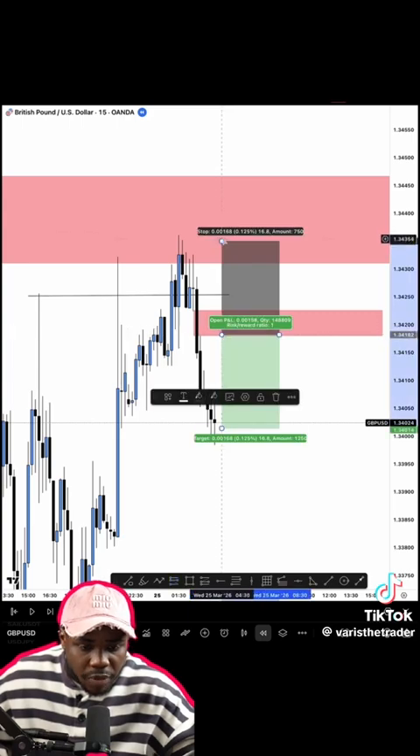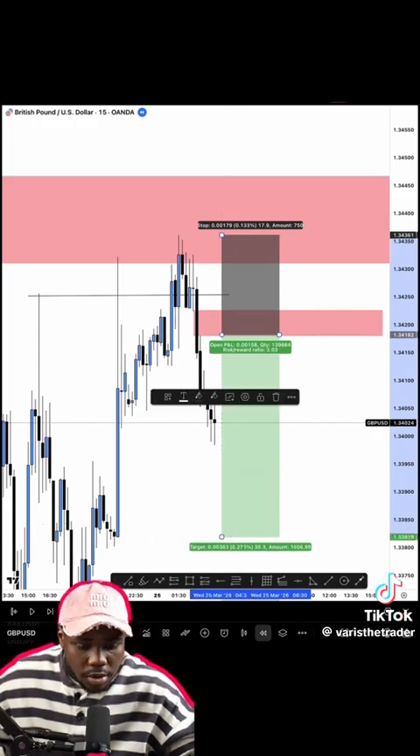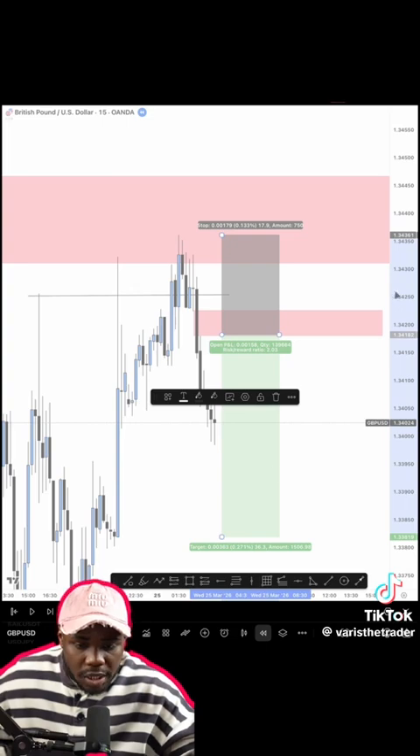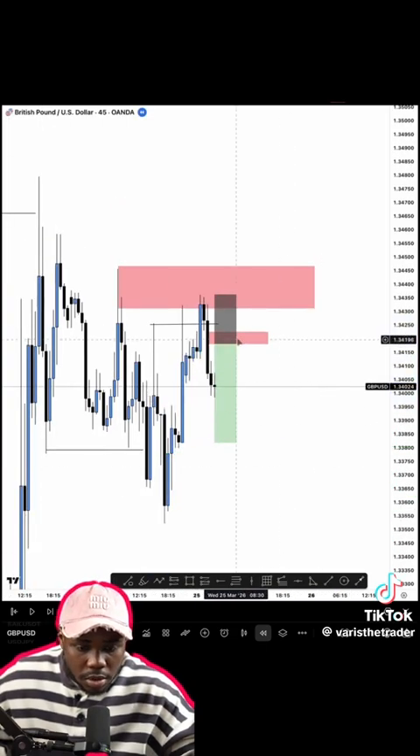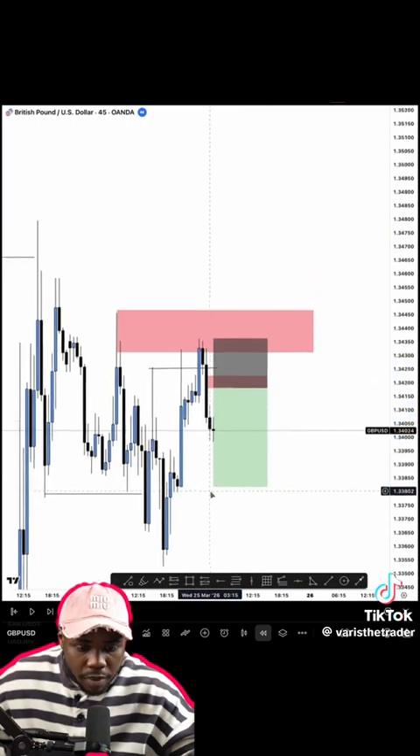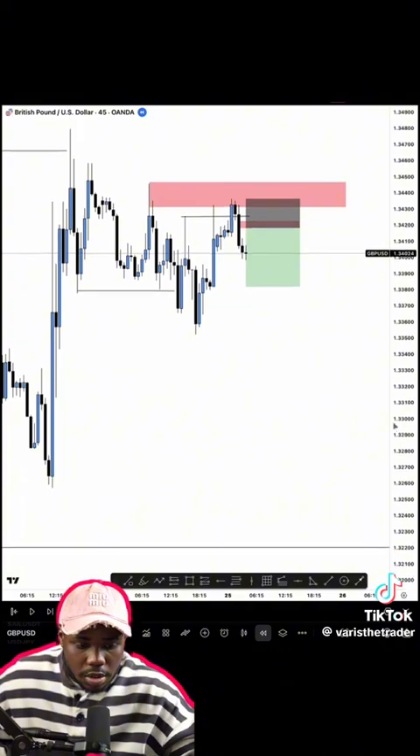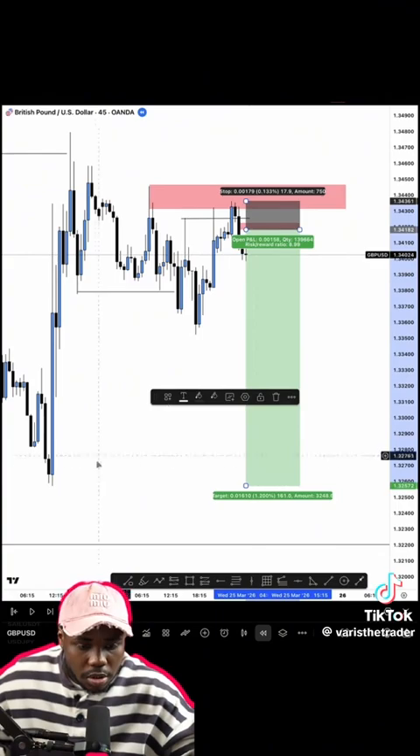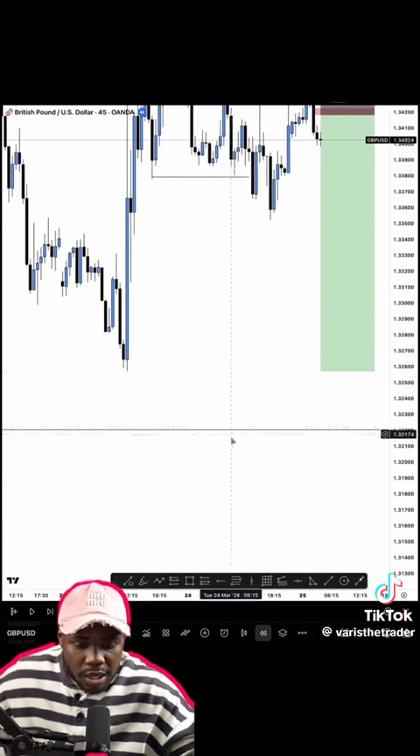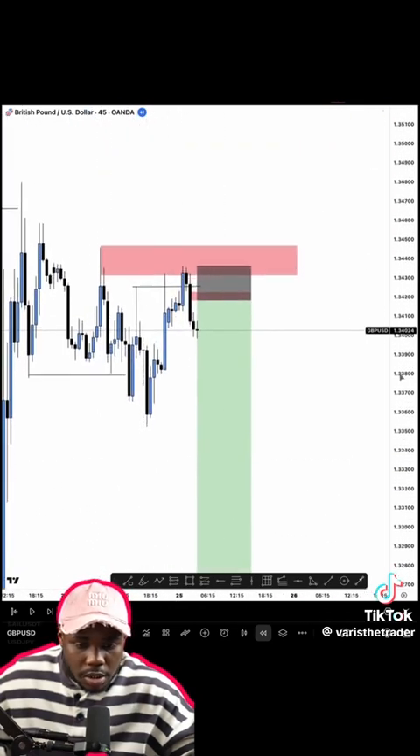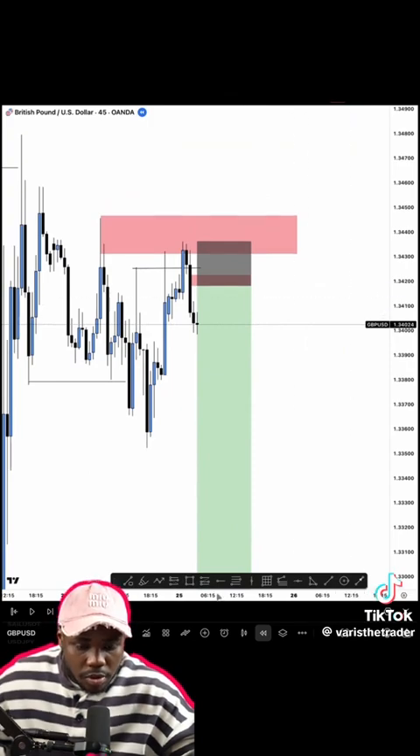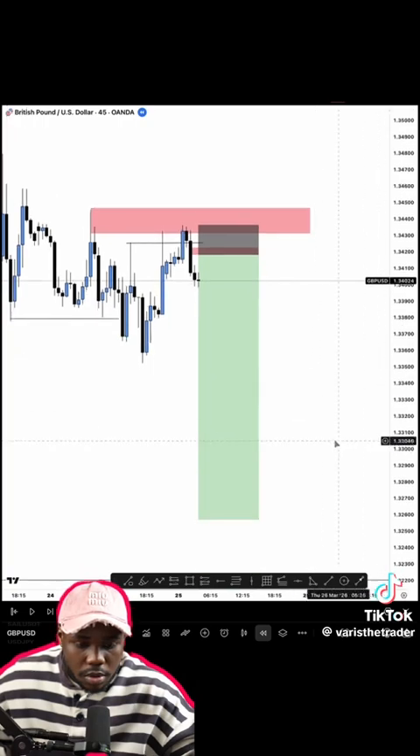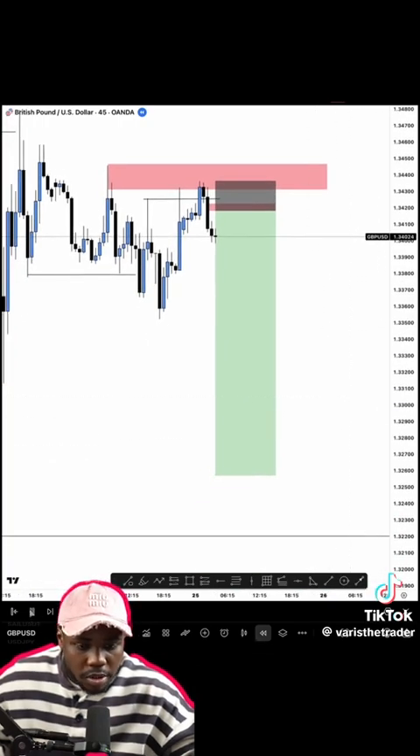Put my entry here. I put my stop loss just above this high, and I'm going to target internal range liquidity. Okay. So put my entry there, and I'll be targeting internal range liquidity, which is this. Okay. I'll be targeting here. This line is our draw on liquidity, but I'm going to be targeting this one here. Okay. And let's see what price does. So I'm going to play price now.